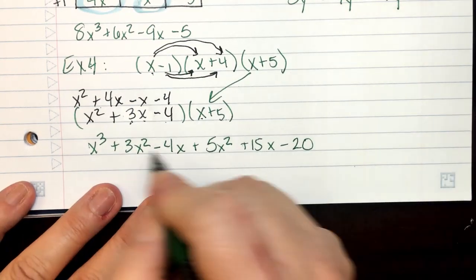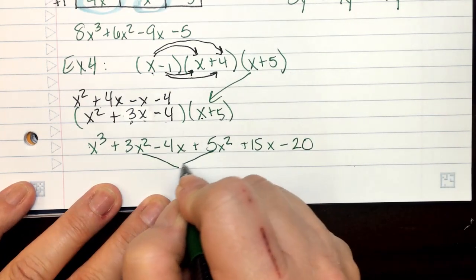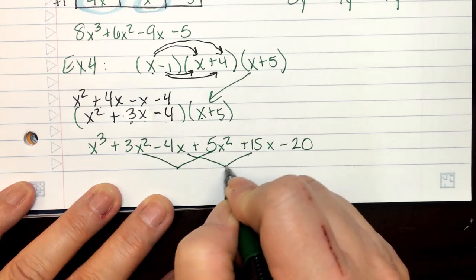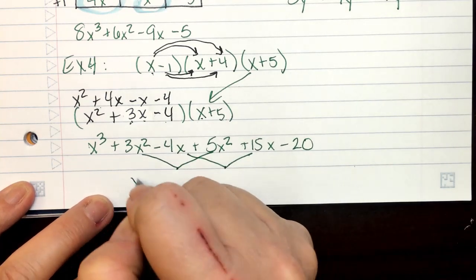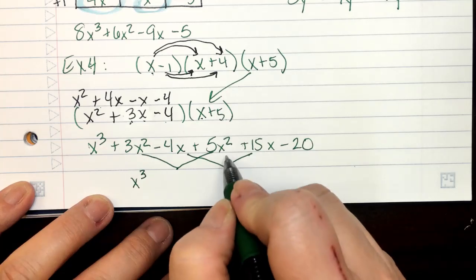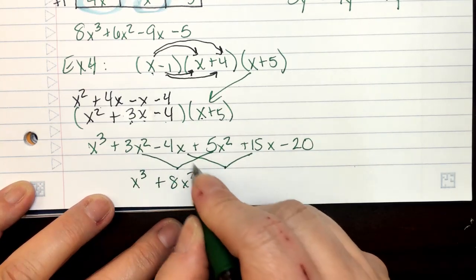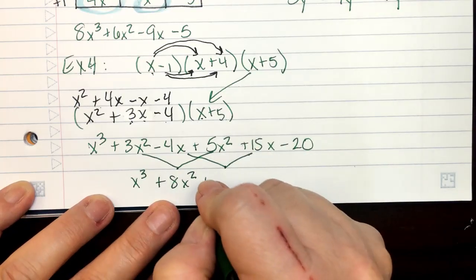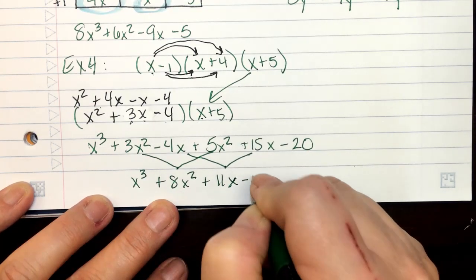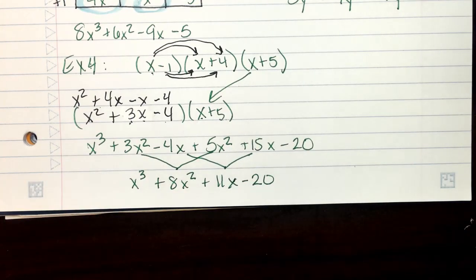And so now we just need to combine our like terms, which are the squares and just the x's. So we end up with x cubed, 3x squared and 5x squared gives me 8x squared. Negative 4x and 15x gives me positive 11x, minus 20. And so that's all you would do with that one. Sorry. You just have to multiply it more than once.